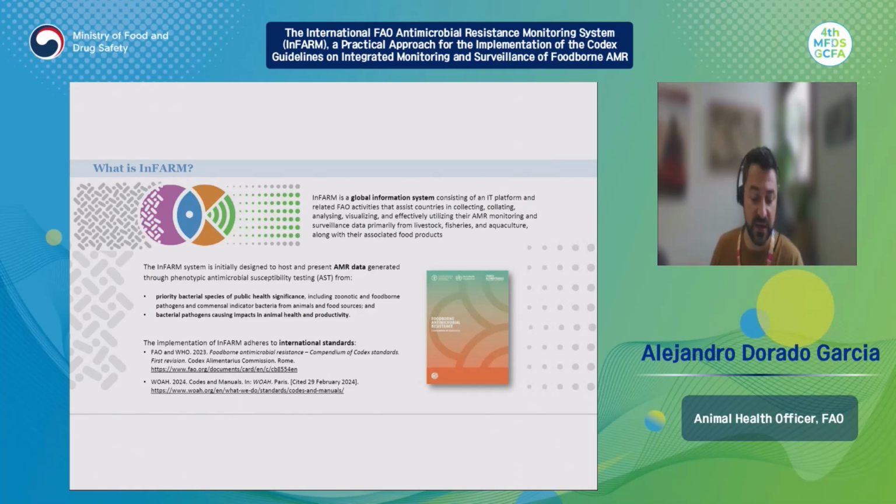This is completely aligned with the guidelines on integrated monitoring and surveillance of foodborne AMR, but it's also aligned with the WOAH standards, the codes and manuals for doing surveillance in animals.